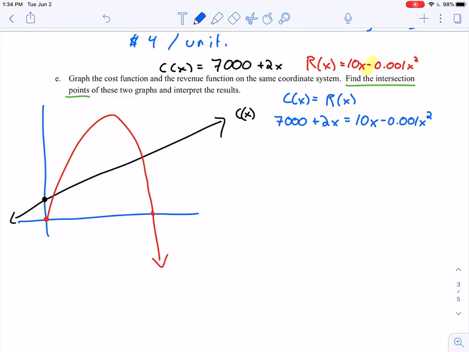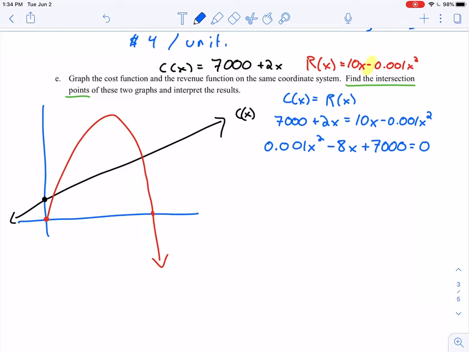I prefer my x squared term to be positive, so I'm going to take these two terms and move them to the other side. So when I do that, I've got 0.001x squared, 2 minus 10, I've got minus 8x, plus 7,000 is equal to 0. From here, how you solve it, again, you could factor it.